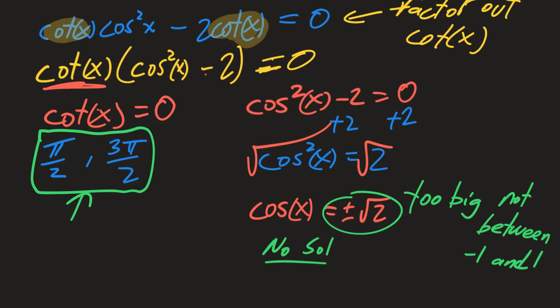Okay, so these are in the interval 0 to 2 pi. Okay, remember, in the interval means we don't add that plus pi or that plus 2 pi in notation.